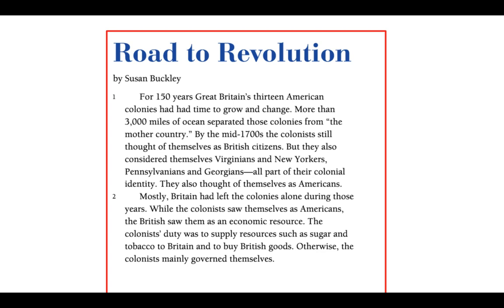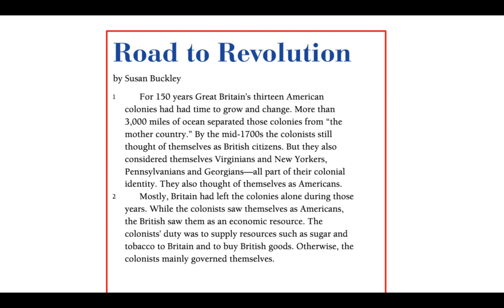For 150 years, Great Britain's 13 American colonies had had time to grow and change. More than 3,000 miles of ocean separated those colonies from the mother country. By the mid-1700s, the colonists still thought of themselves as British citizens, but they also considered themselves Virginians and New Yorkers, Pennsylvanians and Georgians, all part of their colonial identity. They also thought of themselves as Americans.